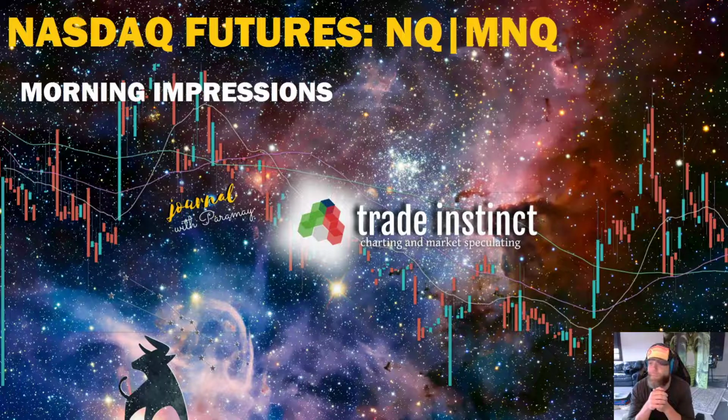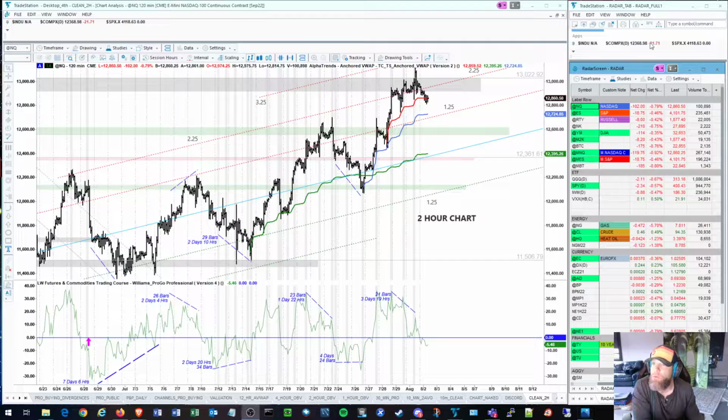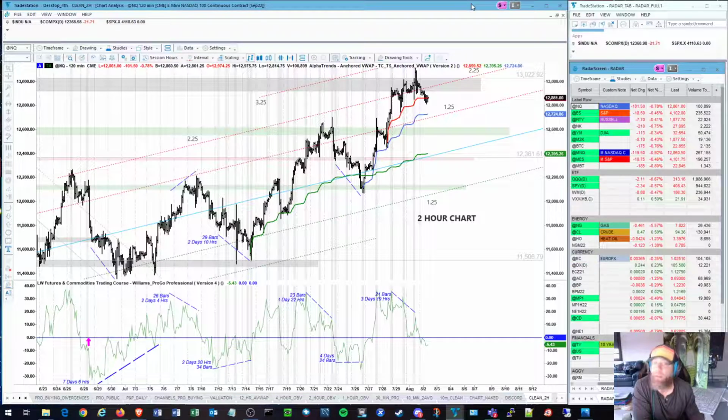August 2nd, Tuesday trading day. Early into August here. And we're just going to jump right into it because we don't have a great deal of time. There's a couple of minutes here before I think the heavy hitters get into the market. And here we go with the 2 hour chart, following up with yesterday's thoughts or impressions.